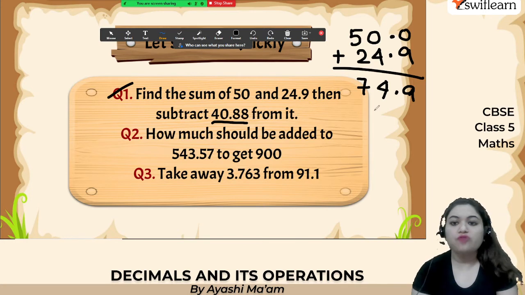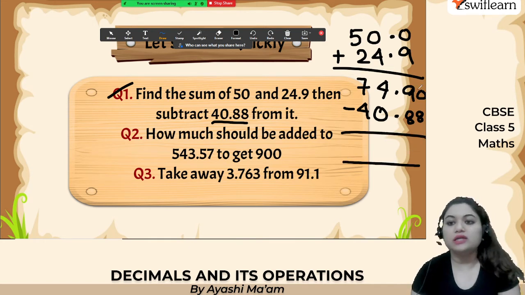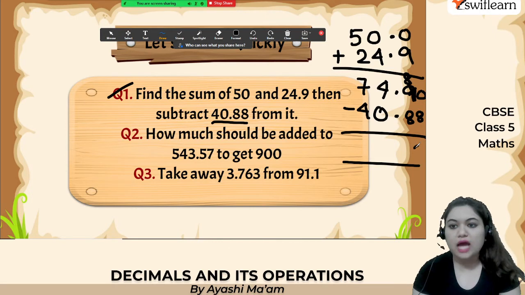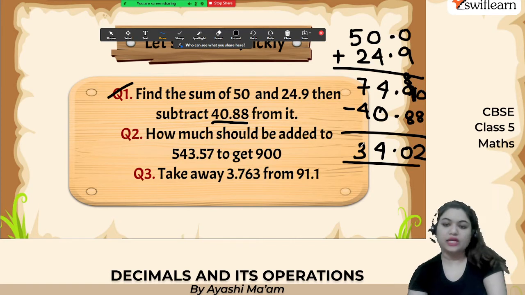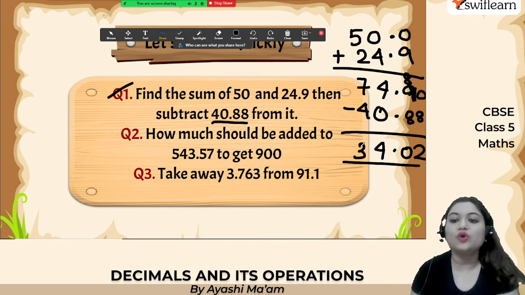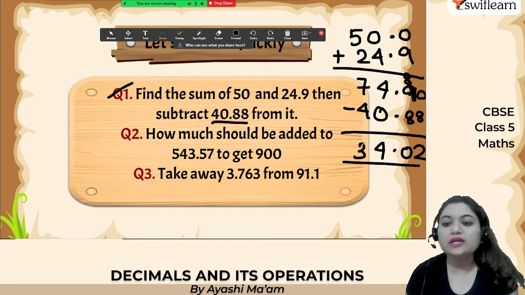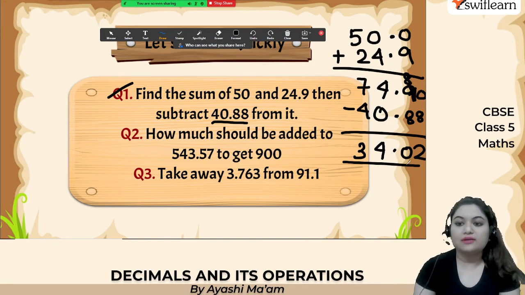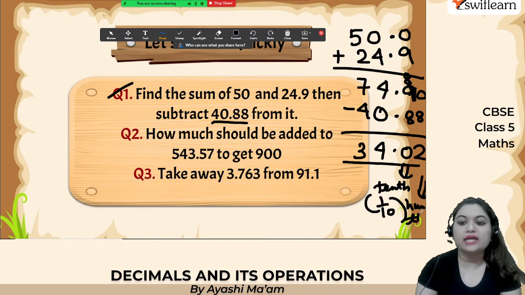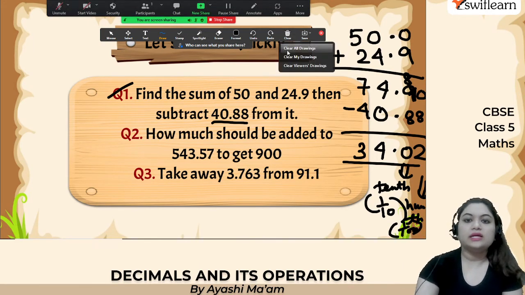Now we have to subtract 40.88 from it. So 40.88. Here put a 0 just to align the decimals in one single vertical line. Okay, now let's do the subtraction. So here you will get a 2 after the point, here a 4 and here a 3. So the answer is 34.02, right? Or you can also say 34 and 2 hundredths. This is your place value for tenths, tenths means 1 by 10, and this is your place value for hundredths, th at the end. So 1 by 100. All right, so this will be the first answer.